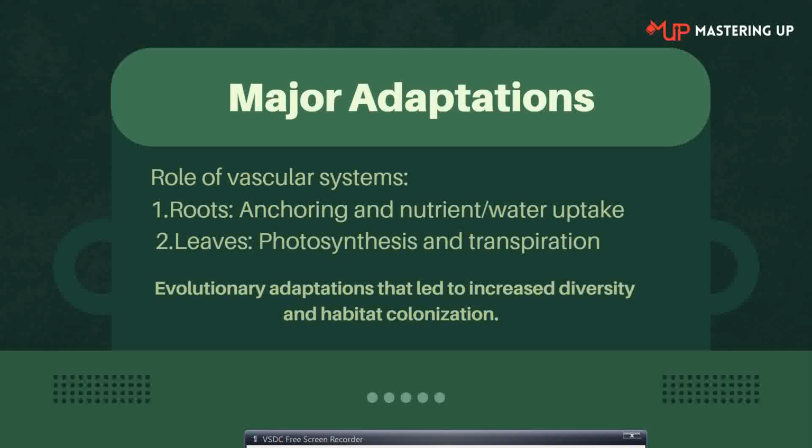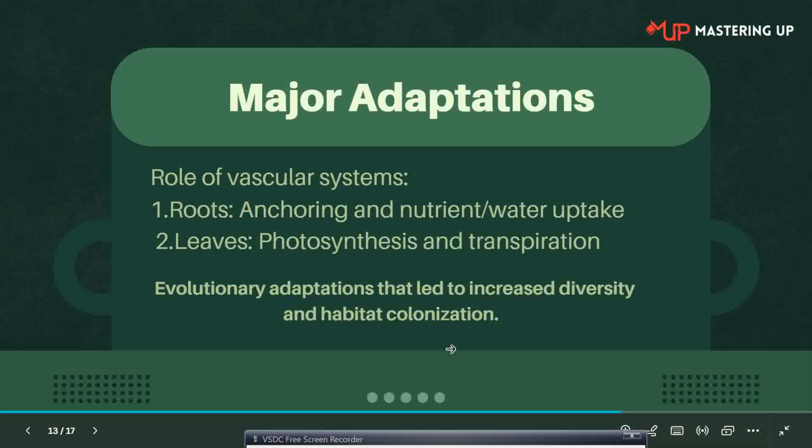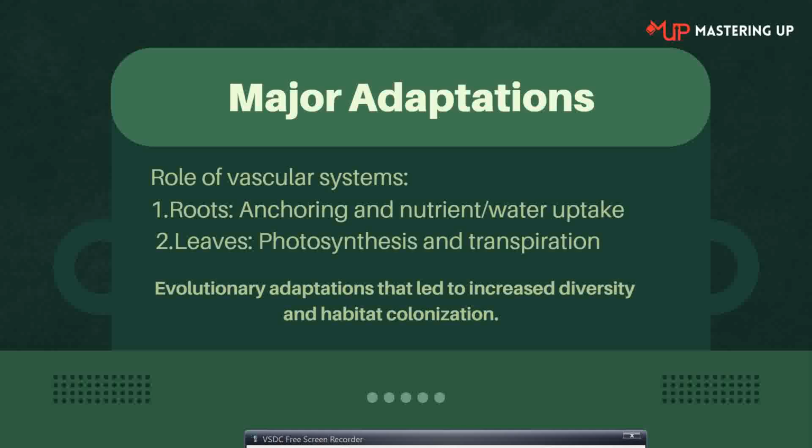Because of the major adaptations, roots help in anchoring and nutrient and water uptake, and leaves help in photosynthesis and transpiration. So this evolutionary adaptation led to increased diversity and habitat colonization. After this, the development of vascular plants in the evolutionary adaptations led to increased diversity and habitat colonization. The plants were able to colonize a wide range of habitats, and they were also able to adapt to climatic conditions.